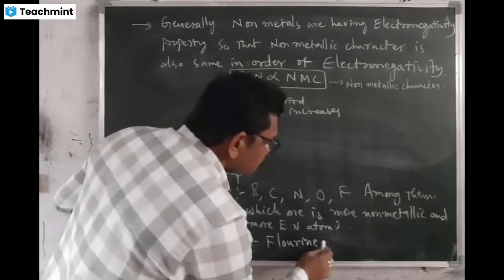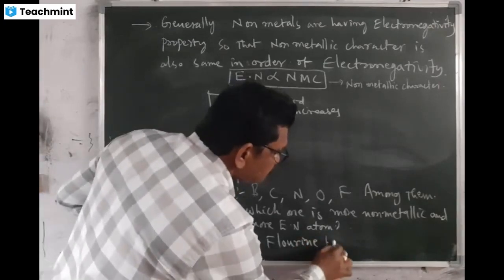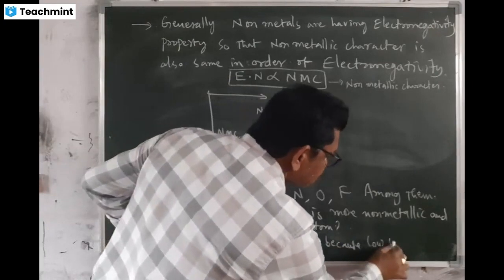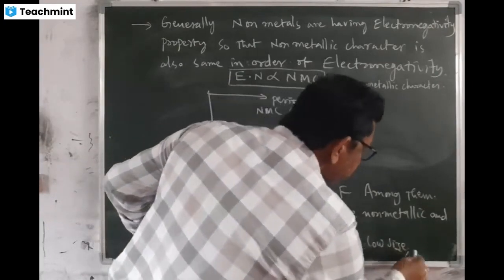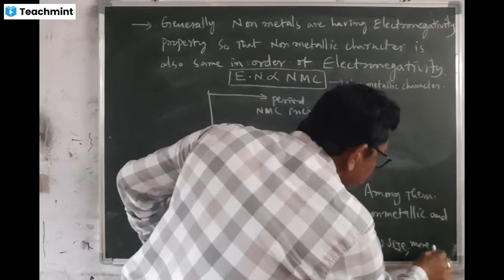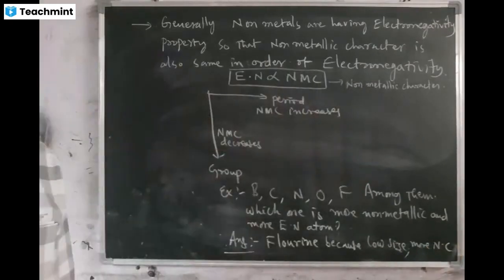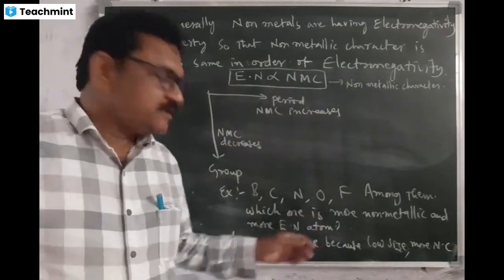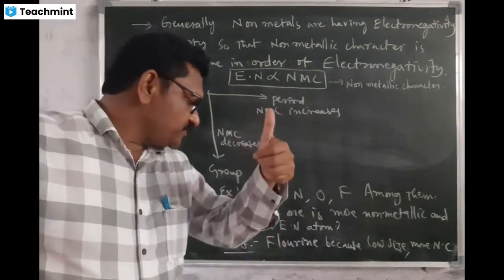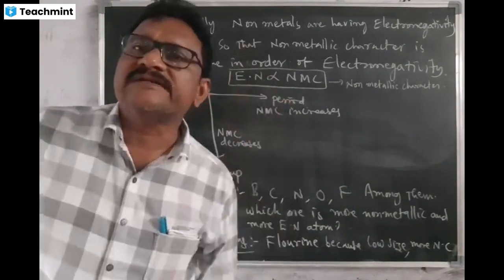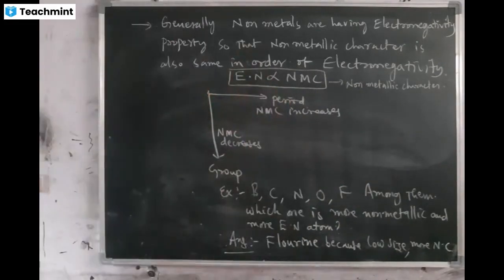Fluorine is the answer because of low size and more nuclear charge, more NC. Low size and more NC. That's why fluorine is more non-metallic and more electronegative. 100% you are right. Very good. Okay.